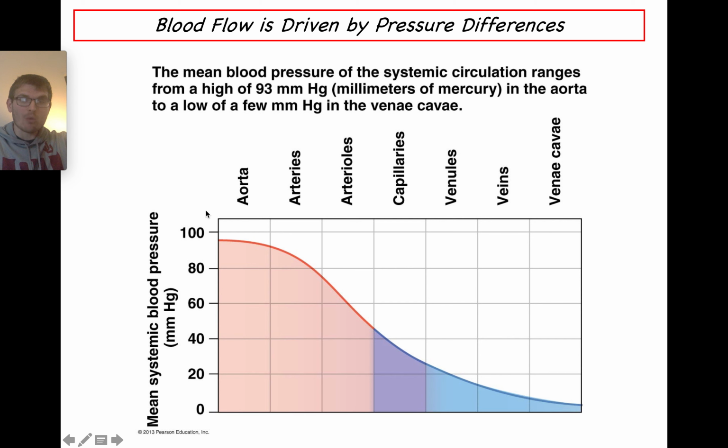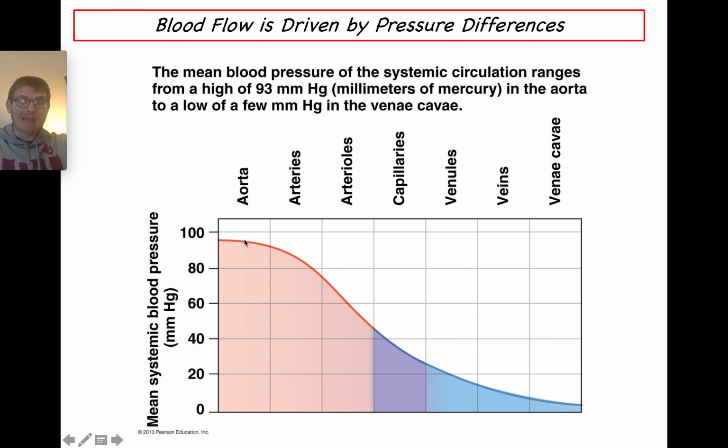Now, if you start with the aorta here up top and you move from left to right, from aorta to arteries and so on, you will notice that that corresponds to the correct direction of blood flow: from the aorta to the arteries, arterioles, capillaries, venules, veins, vena cava, and now we're back to the right side of the heart, back to the right atrium.